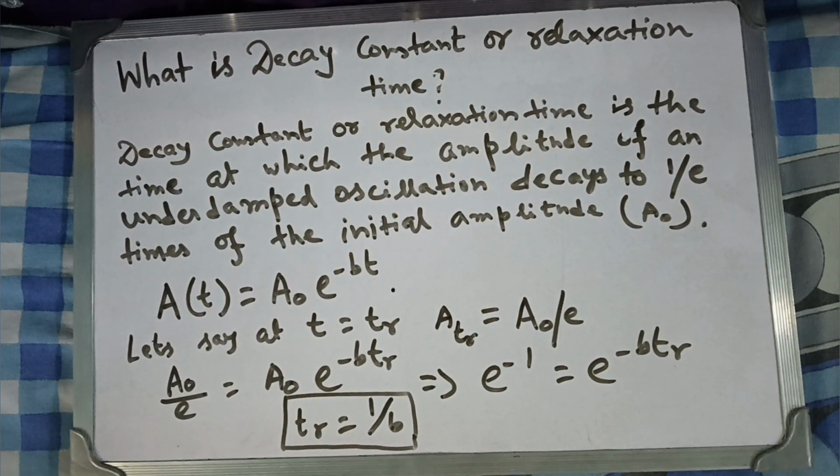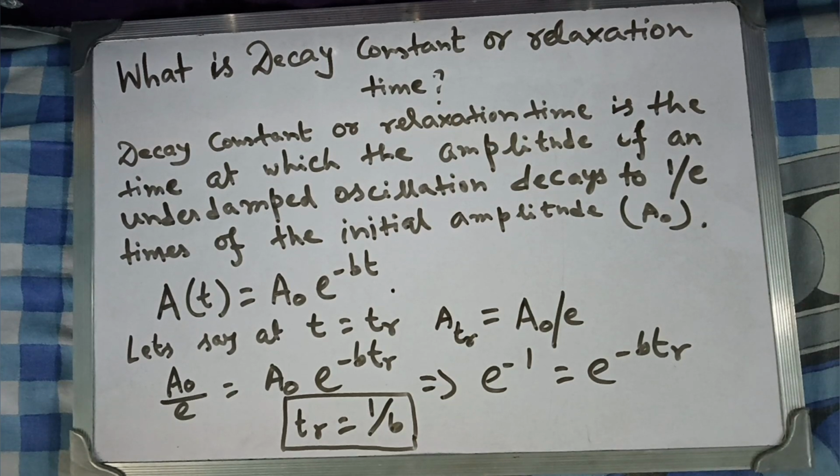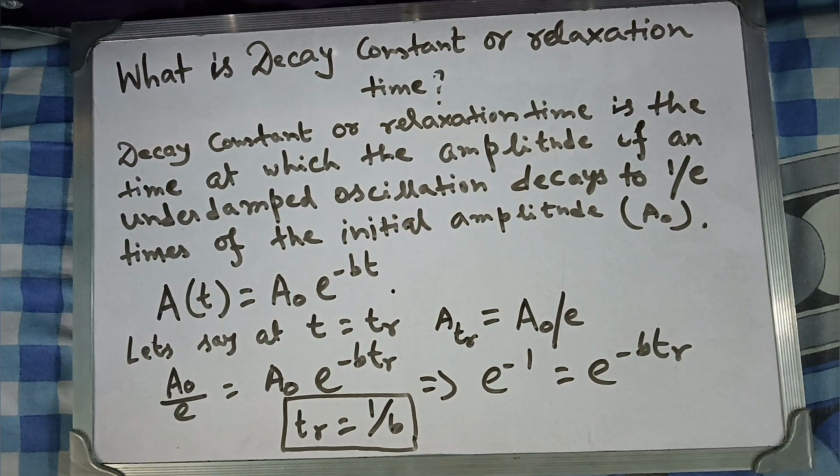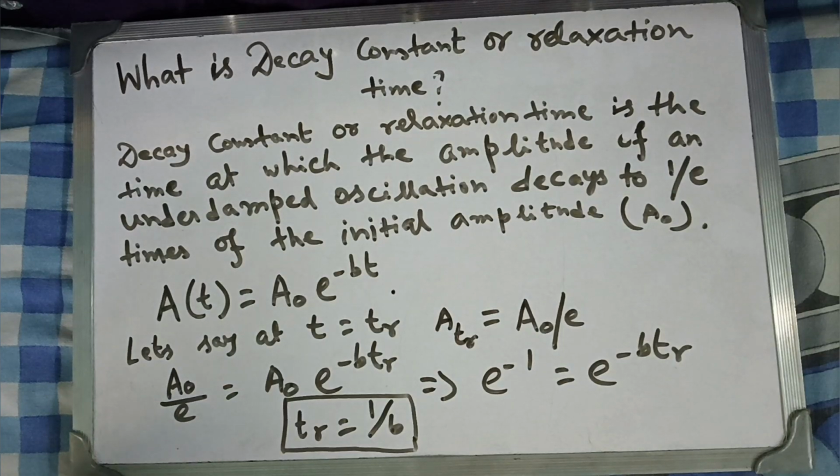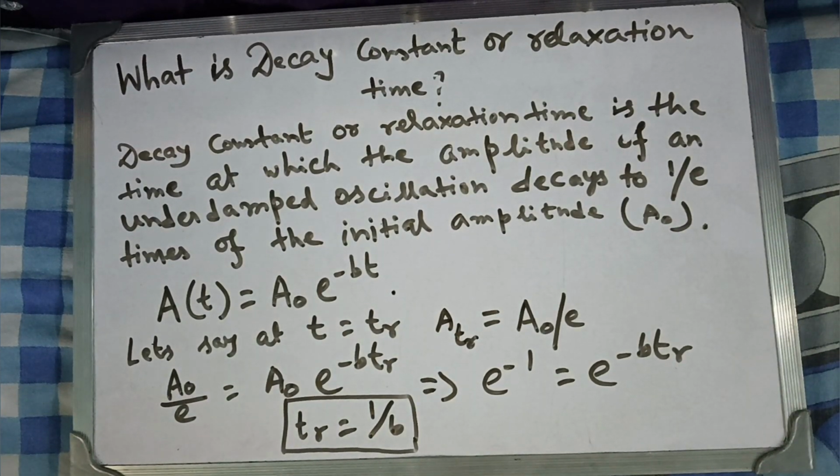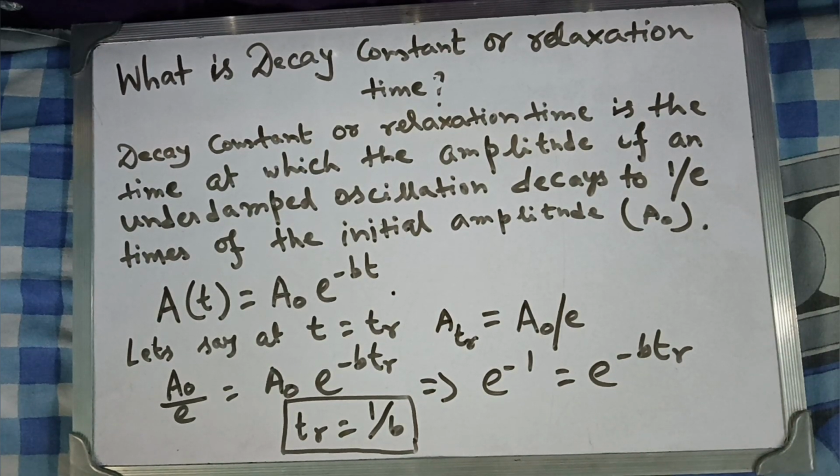Now you can see that if b is increasing, if you have a very high damping system, then this relaxation time will be less, right? If b is very small, then tr will be very large, right? So this is the concept of decay constant. This expression will be helpful for you in many numerical problems. So please remember this form, that tr equal to 1 by b.